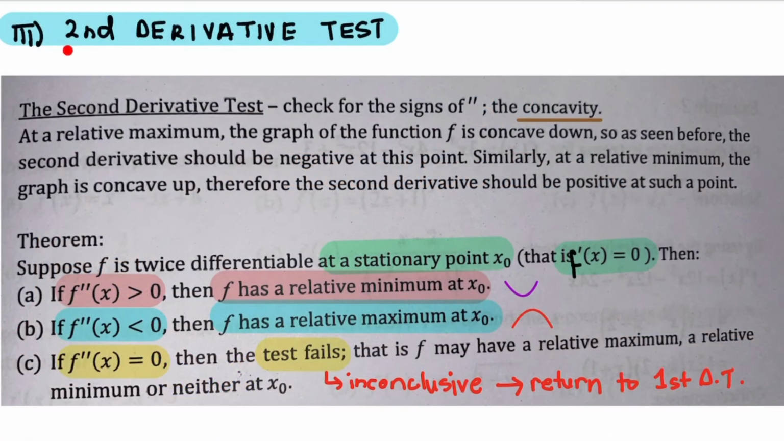Today we will be learning the second derivative test. So why should we use the second derivative test? Because from it, we can check the sign of the concavity. Concavity is, for example, a smiley graph here. This graph is concave up, and you will find that you have a relative minimum.